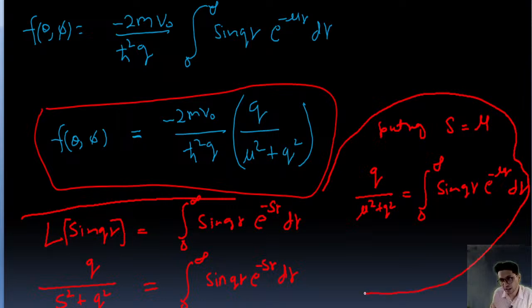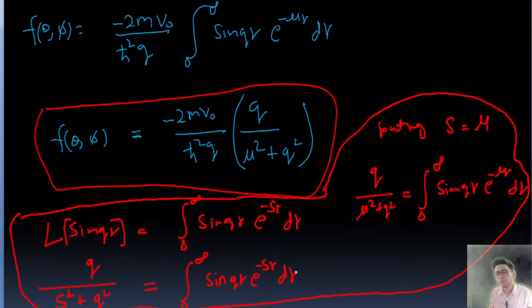This I have explained in my Laplace transform lecture in mathematical physics, that is lecture number 29. So this is how we got this. This is a very important formula you need to know. And how we have got this value, I have now explained by the Laplace transform. That's why the value of the integration from 0 to infinity of sin qr e to the power minus mu r dr is q upon mu square plus q square. Very important formula, guys.